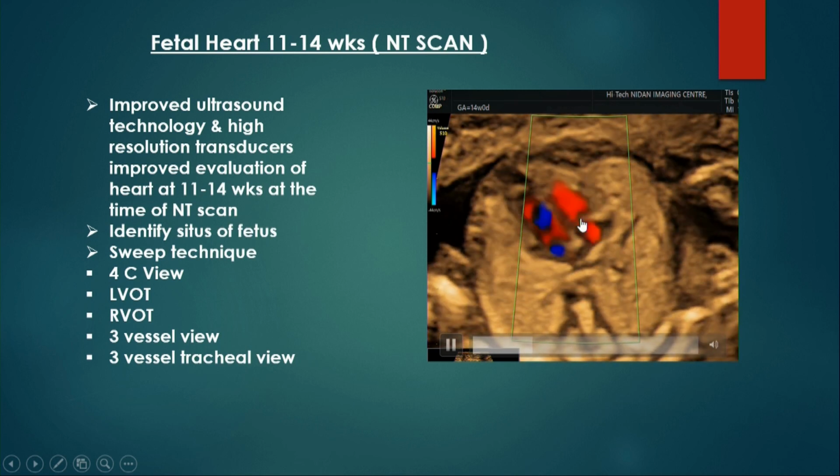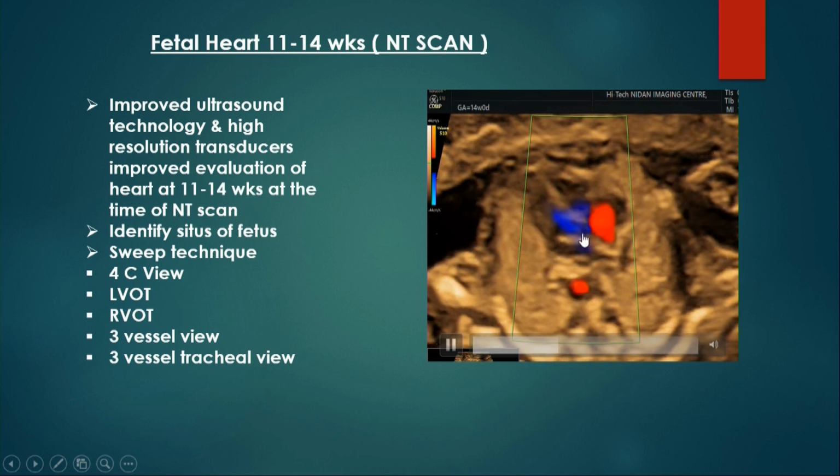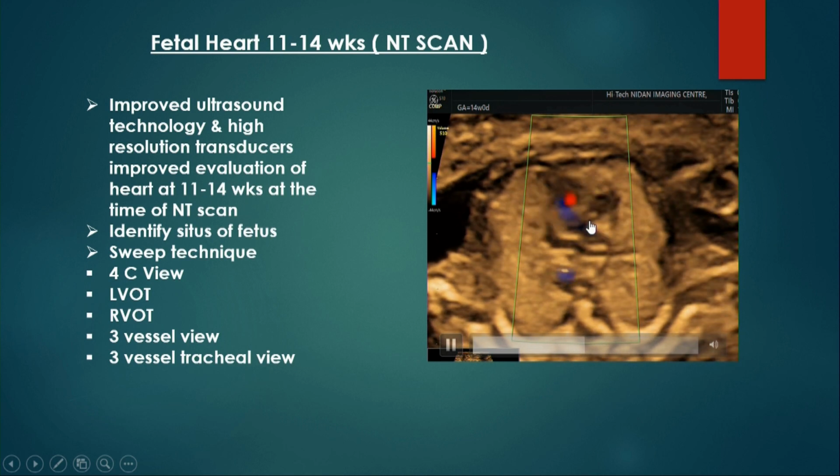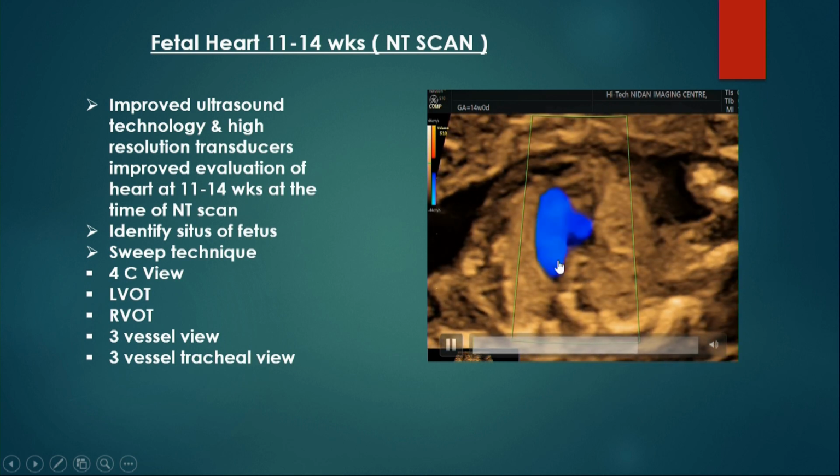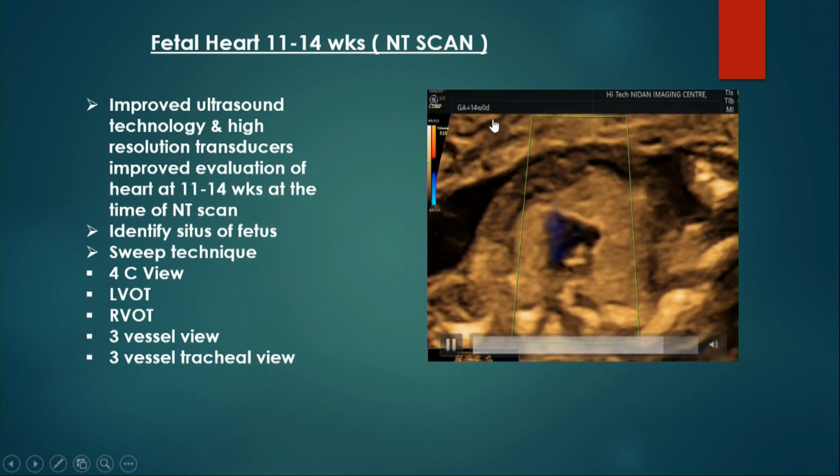You can see both symmetrical inflows, with flow across both the atrioventricular valves. This is the left LVOT. This is the RVOT, three vessel view, three vessel tracheal view. This is a 14 weeks scan.